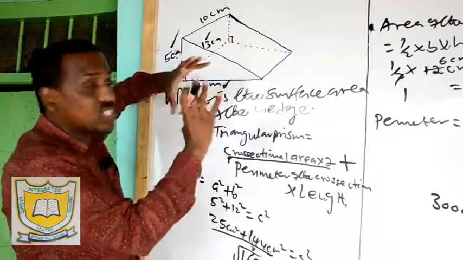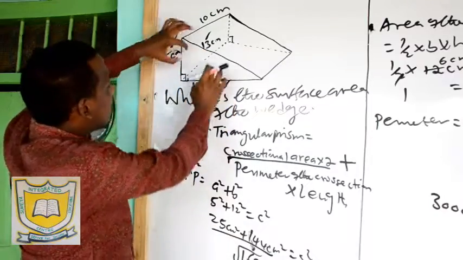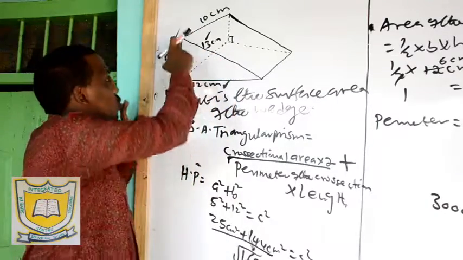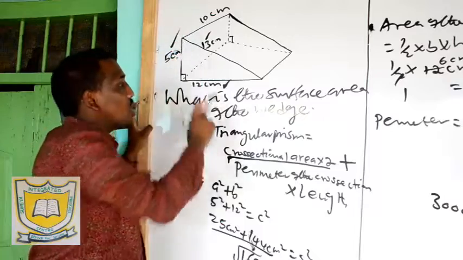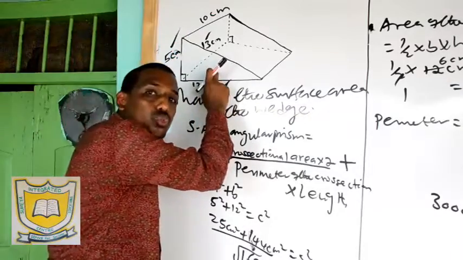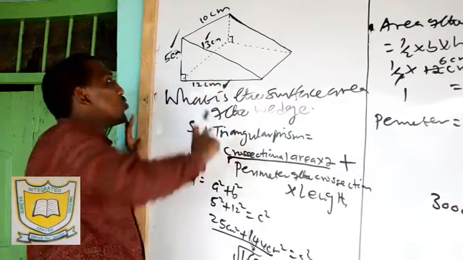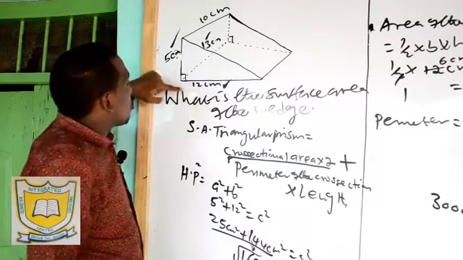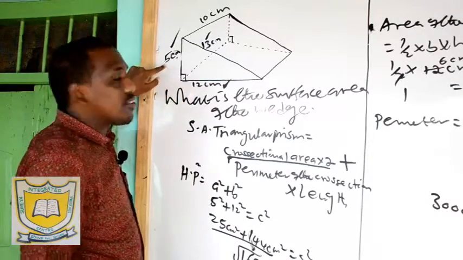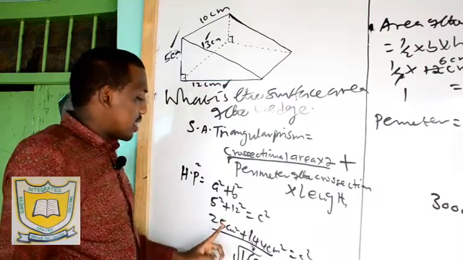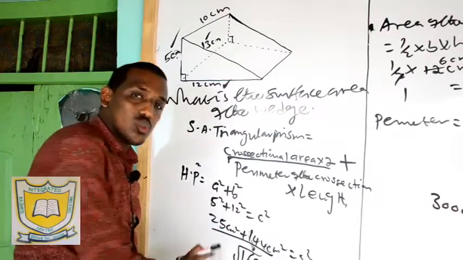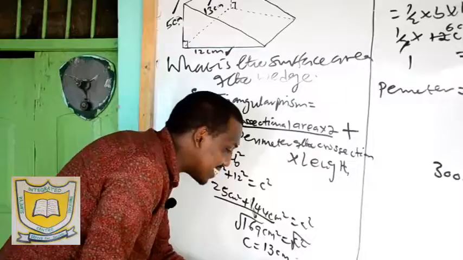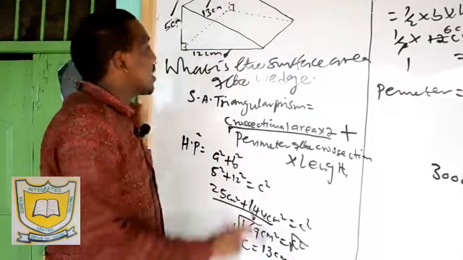Cross-section is the figure that is visible. The only figure that is visible here is this one that is facing us. So the cross-sectional area, now you get the perimeter also. To get the perimeter, you must get the hypotenuse. How do we get the hypotenuse? You use Pythagoras theorem. So 12 times 12, 144. 5 times 5, 25. Add them, you get 169. Square root of 169, you get 13 centimeter. The hypotenuse is 13 centimeter.